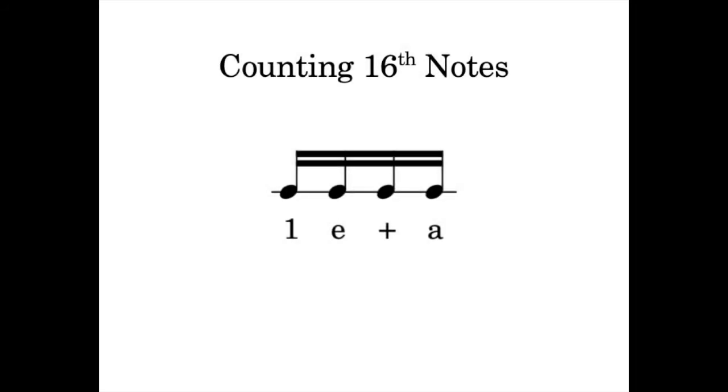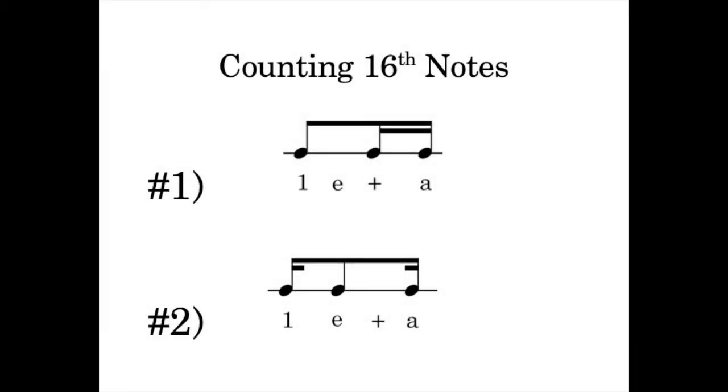If we wish to count rhythms using 16th notes, we need to add 2 more syllables, "e" and "a." When a beat is divided into 4 16th notes, we use a number for the 16th note that falls on the beat. We use "e" for the second 16th note. "And" is used for the third 16th note. Notice this is the halfway point of the beat and is the same place the "and" used for an eighth note falls. "A" is used for the fourth 16th note. So we count 1 e and a.